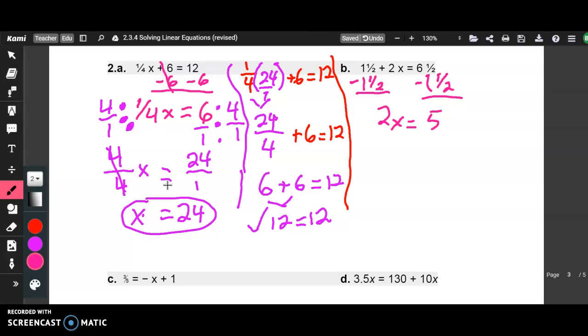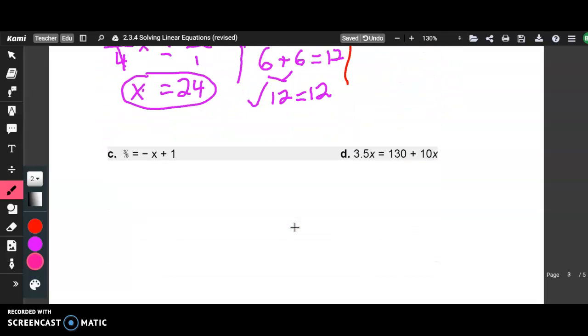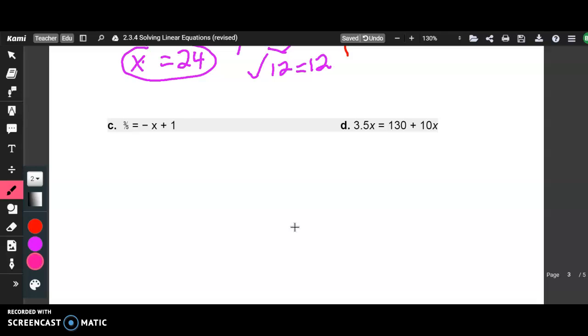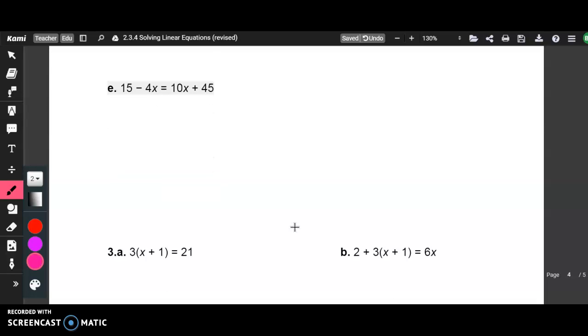Solve the rest of that problem on your own. Solve for x. Once you're done with that, you can try C and D. See what you can come up with for those. And E. C, D, and E.